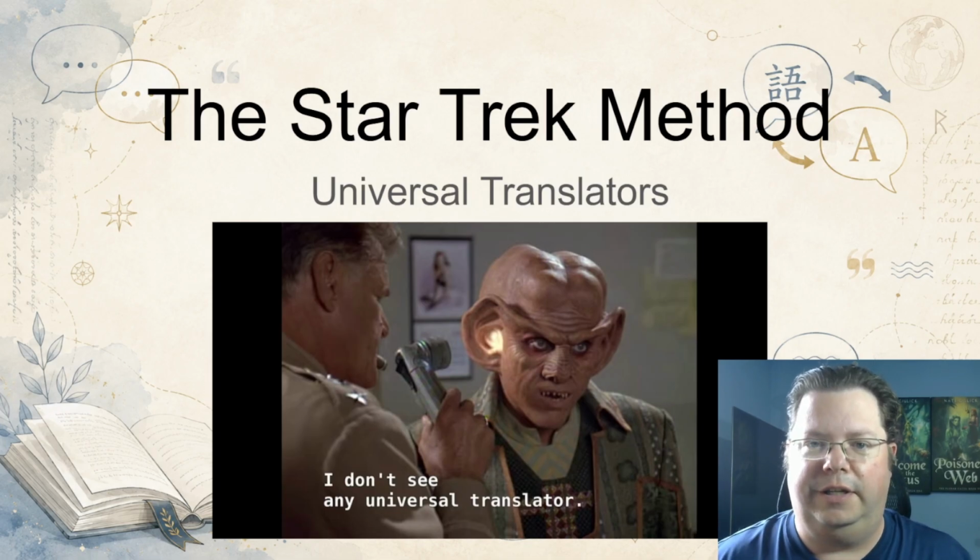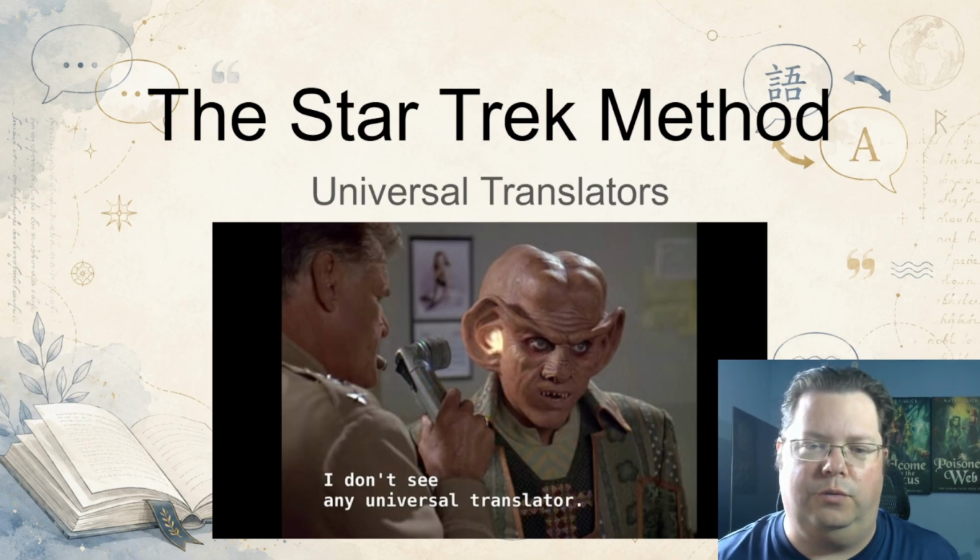The second method is the Star Trek method, where some universal translator exists. It's a technology that's broadly available and it handles all of the translation on the back end, so characters don't have to worry about it. They just speak their language and the other party happens to understand them. Conflict can then come up if, for some reason, the technology or the magic stops working.